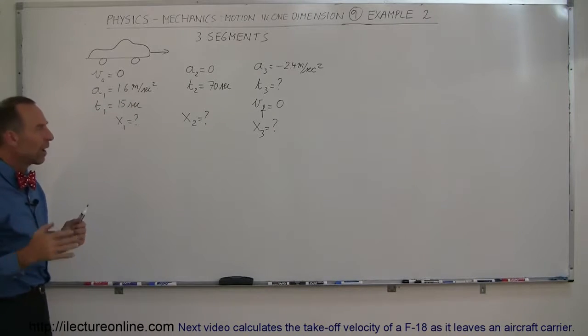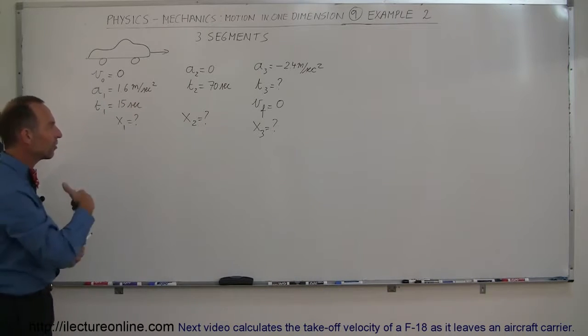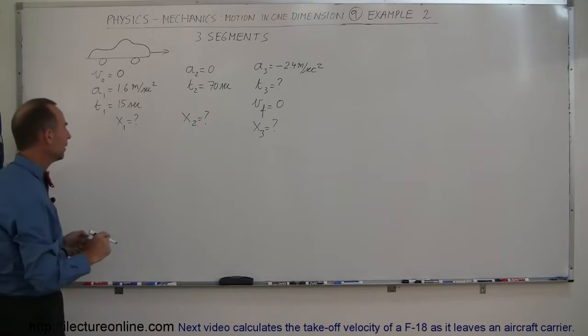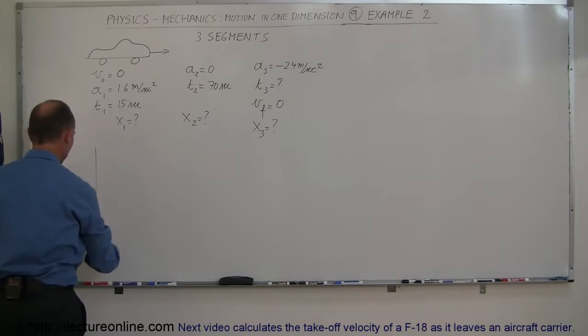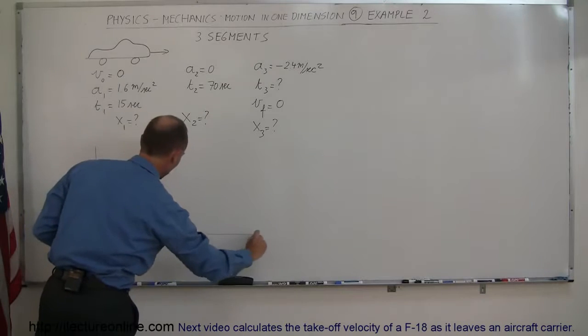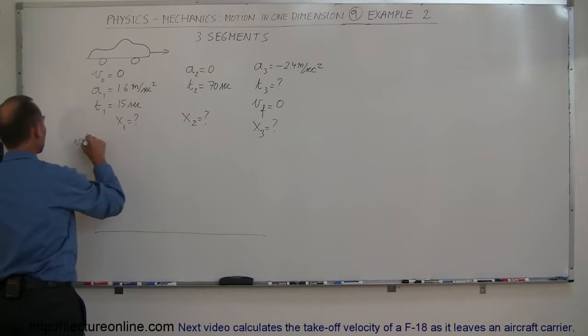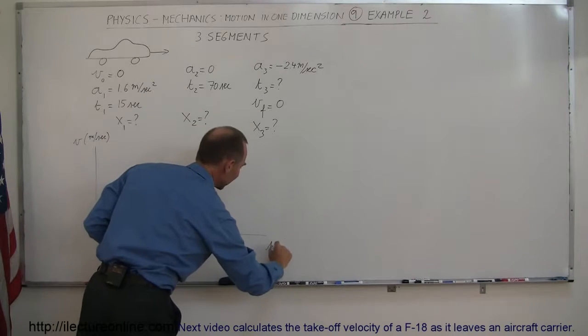So let's make a graph of that. Let's make a graph of velocity versus time. That's probably our best bet. And let's see what that looks like. So here's our velocity versus time graph, with velocity in meters per second versus time in seconds.